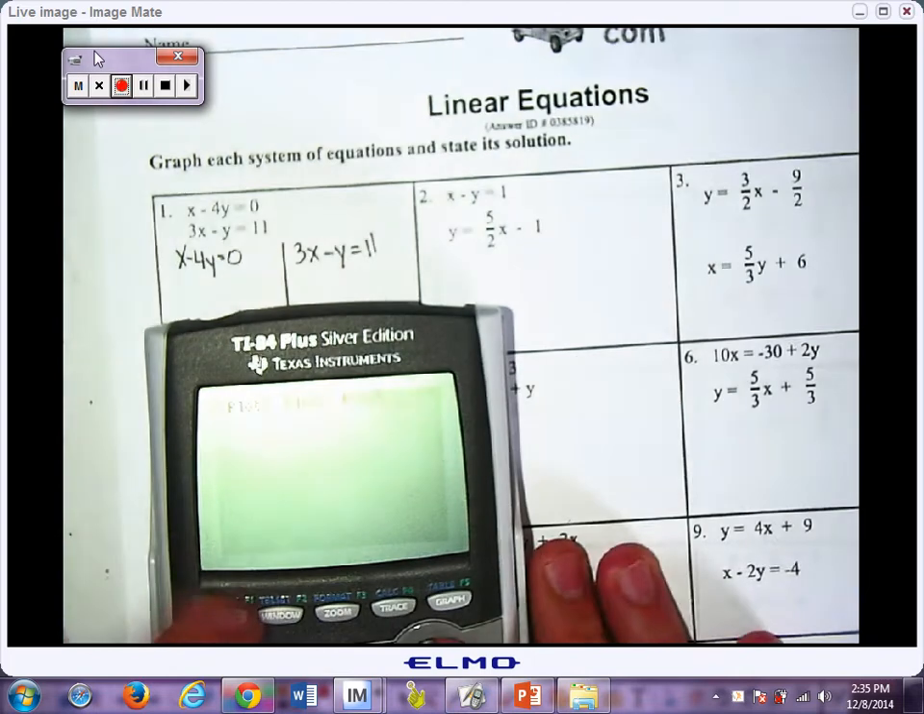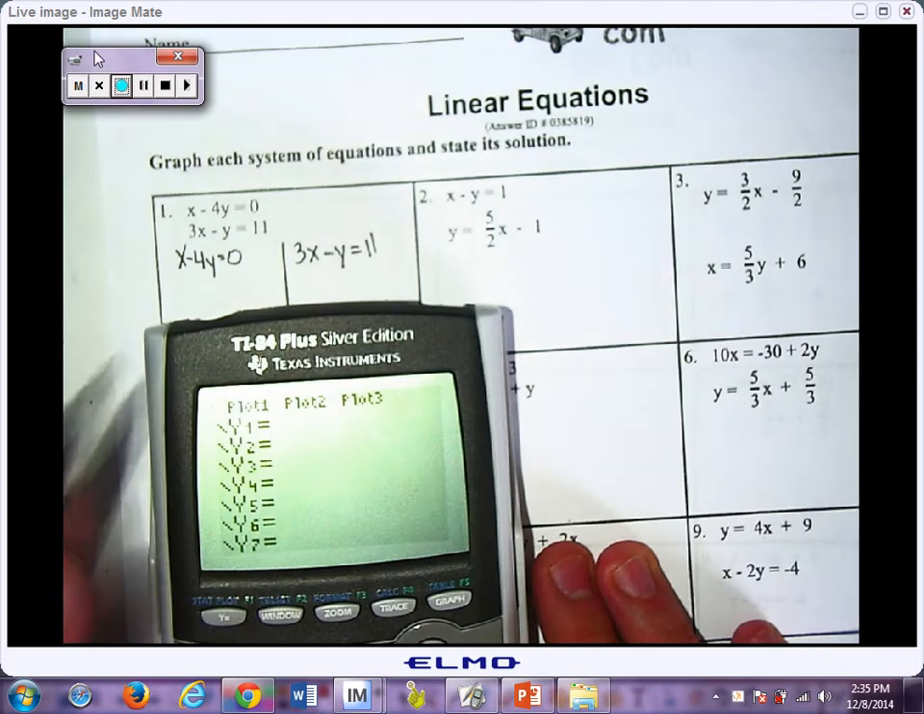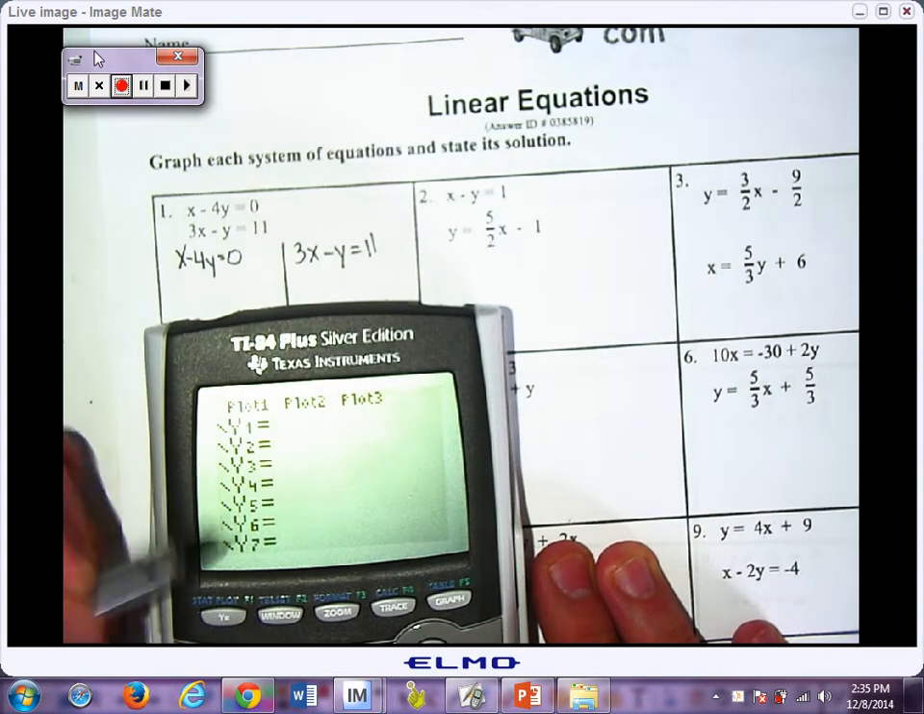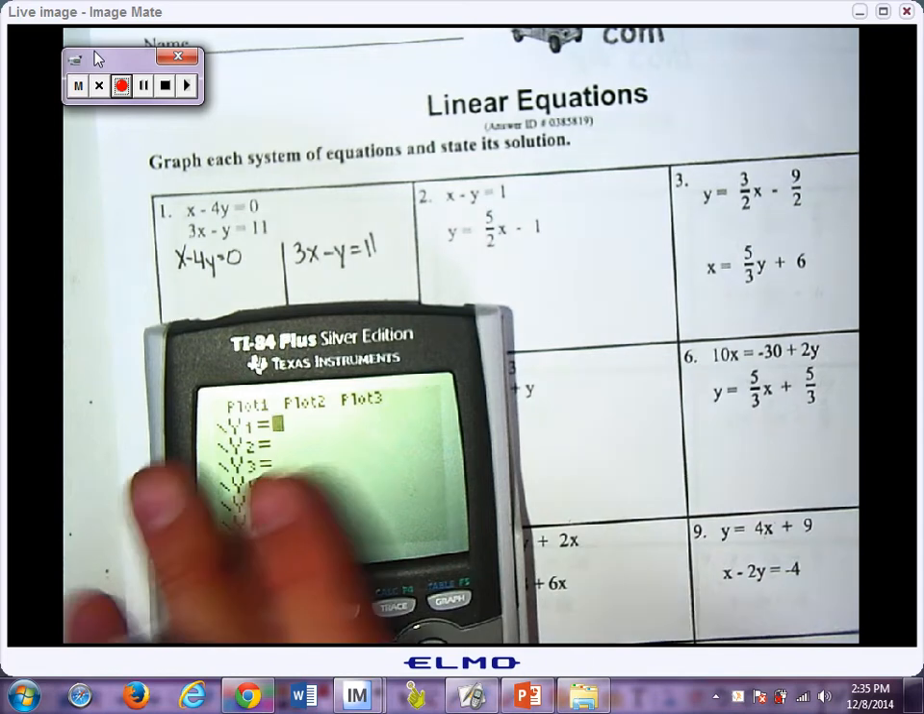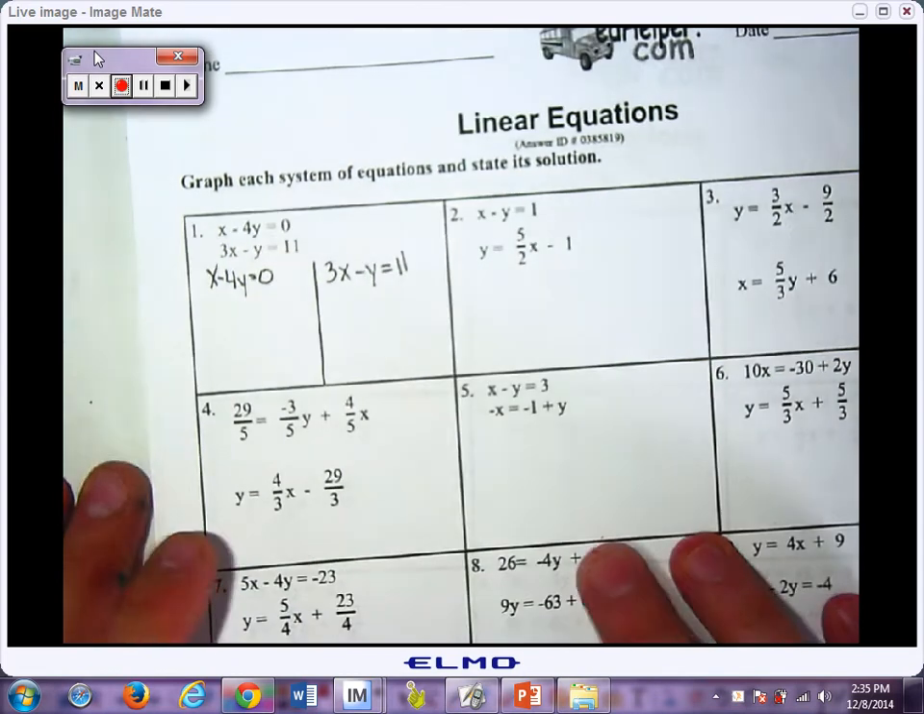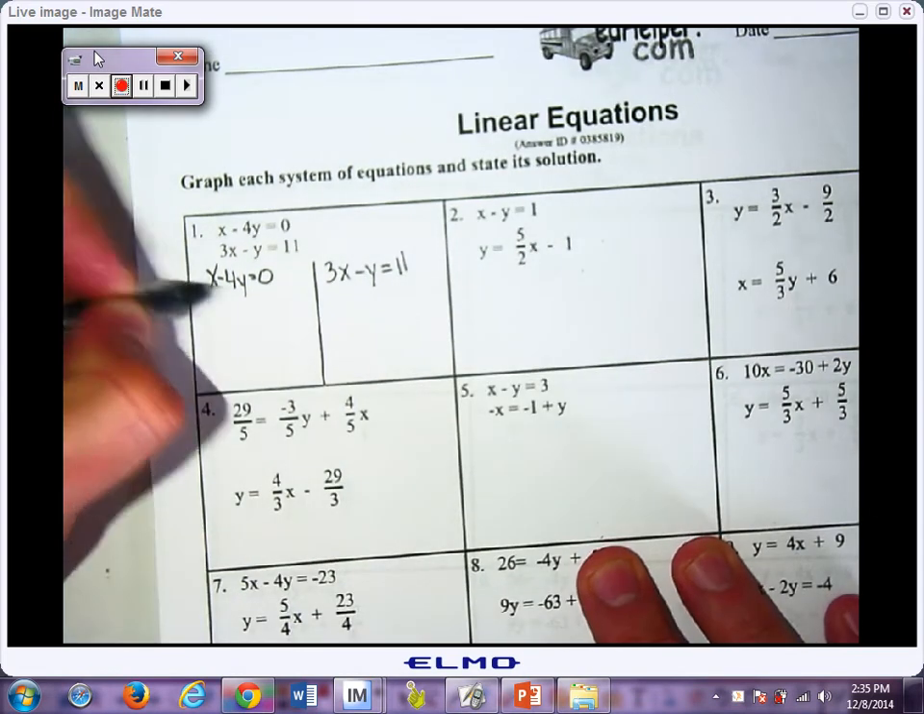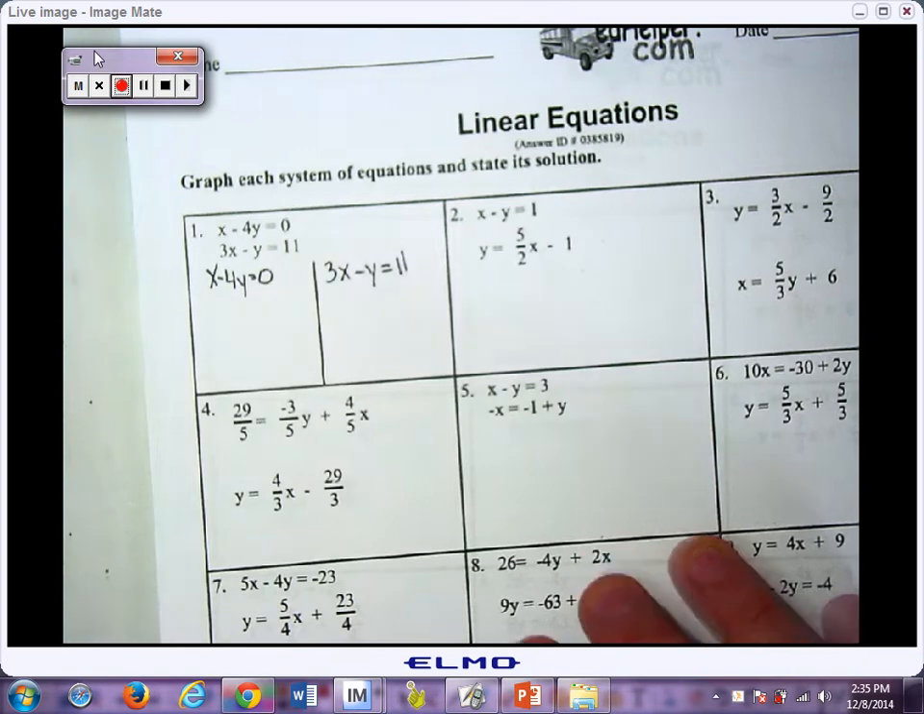The reason is because when you graph in a calculator, if you see here, they all begin with y equals. Calculators are already standardized to take equations only in the y equals form. So we've got to make both these equations y equals. Unfortunately, this is x and y, so what I have to do is get the y all by itself.